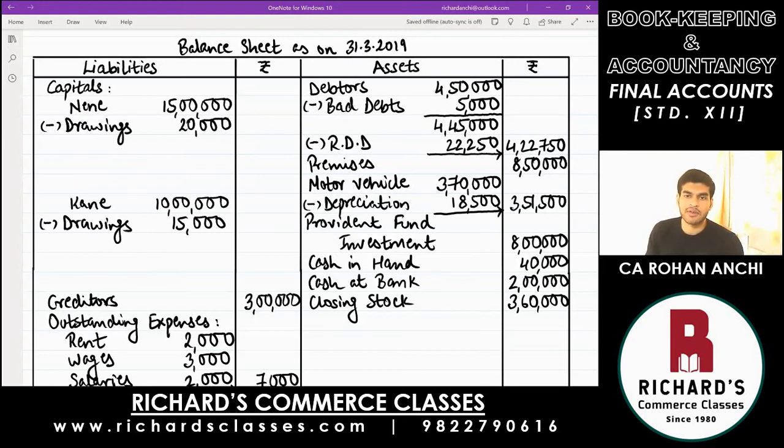Check everyone. RDD calculation, and then after deducting, get the same values in the outer column. 5% of 4,45,000 came to 22,250. And in the outer column, now the debtors are 4,22,750.